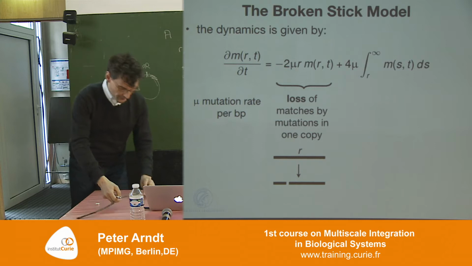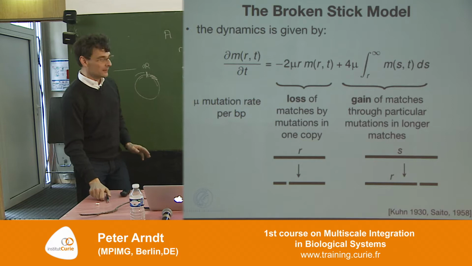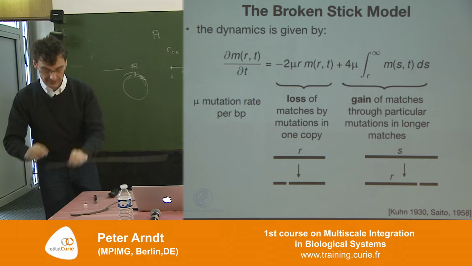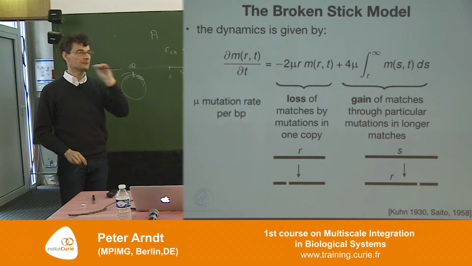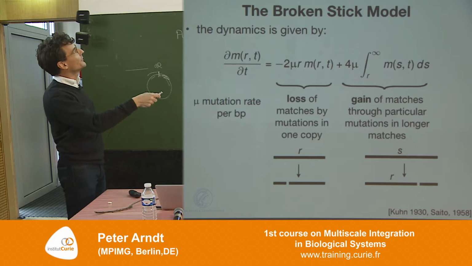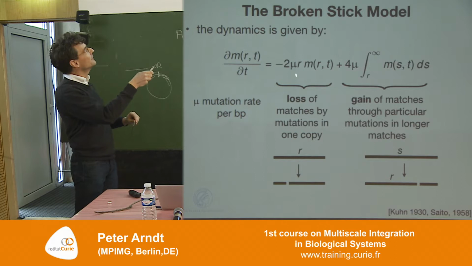But we can also gain sticks of length R. We can gain sticks of length R if I take a longer stick and just break it at some special position, which is R base pairs from one end. So I can break the stick here, and I gained a stick of length R. I can do that for all sticks which are longer than my stick of length R, and therefore we have an integral there. Of course, it happens with the mutation rate. But there's no factor R here, because we can just do that at two positions, and therefore we have a 4 there.